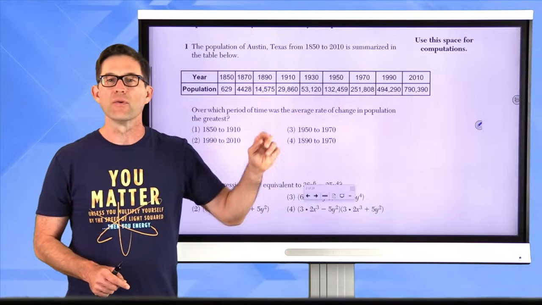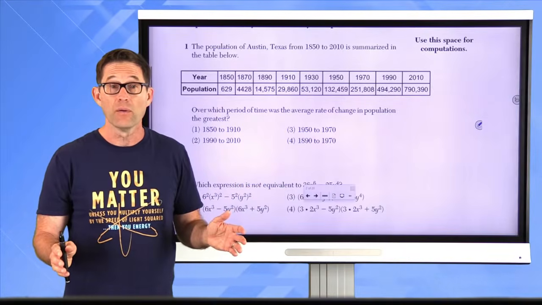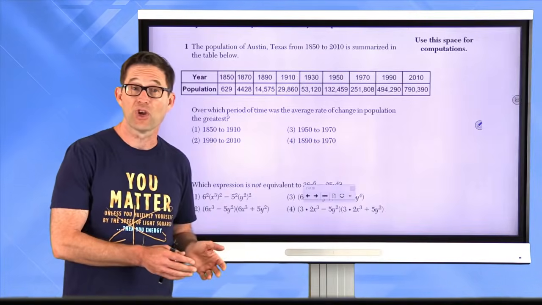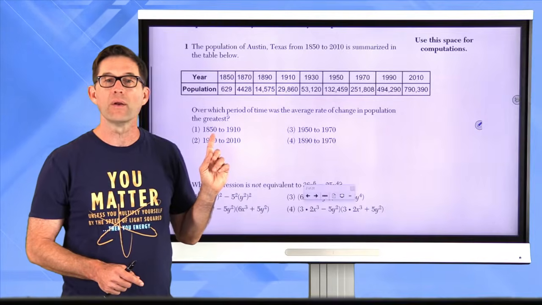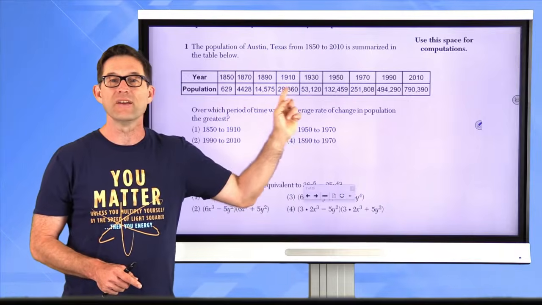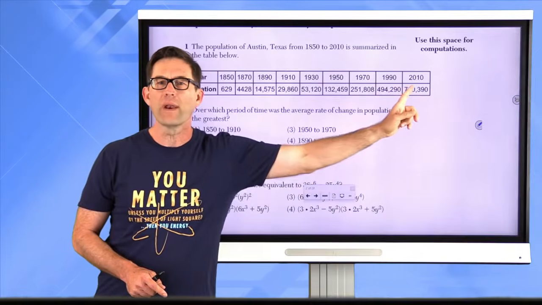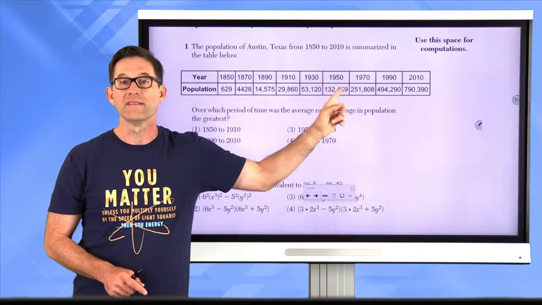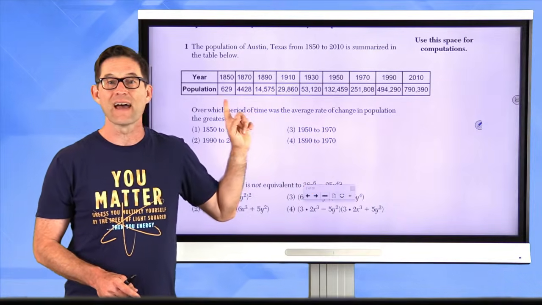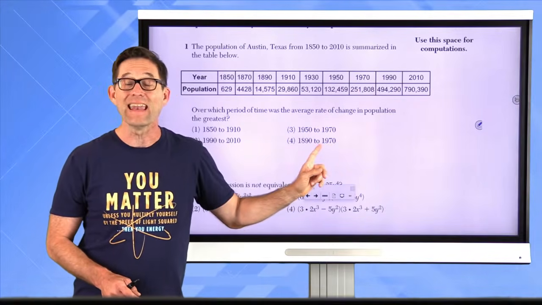If all of these intervals were the same amount of time, then you could just look at how much the population has changed, not the rate of change. Unfortunately, choice 1, 1850 to 1910, is a 60-year interval. Choice 2, 1990 to 2010, is only a 20-year interval. 1950 to 1970 is also a 20-year interval. And 1890 to 1970 is a much larger interval, an 80-year interval.